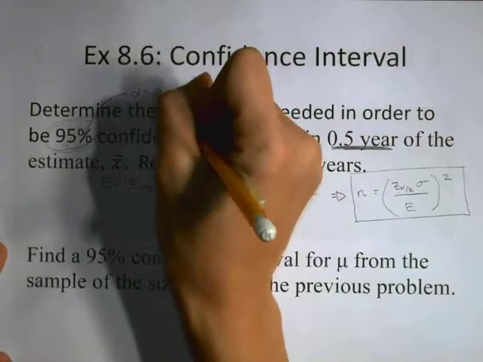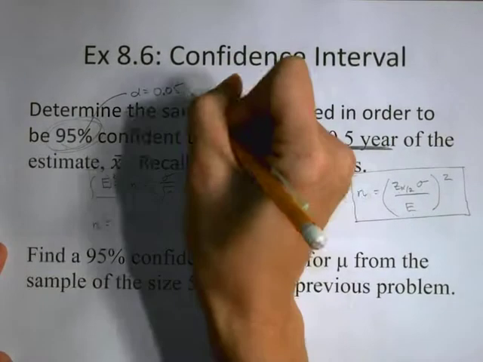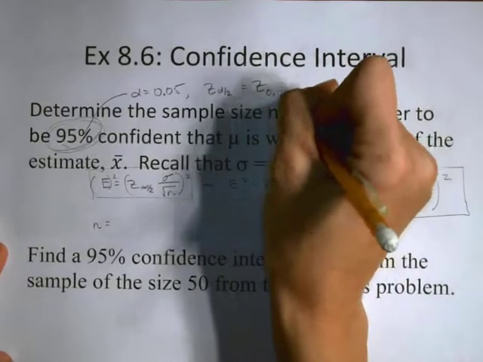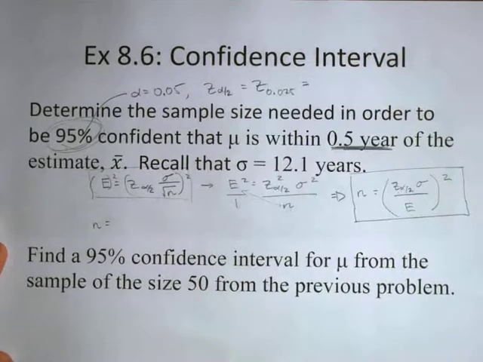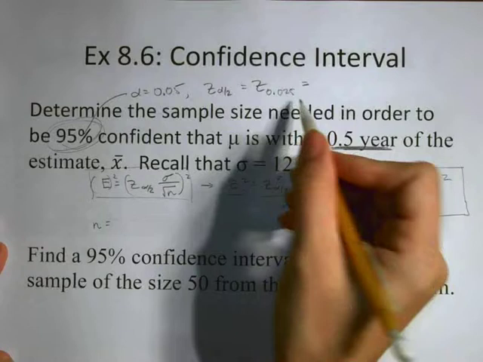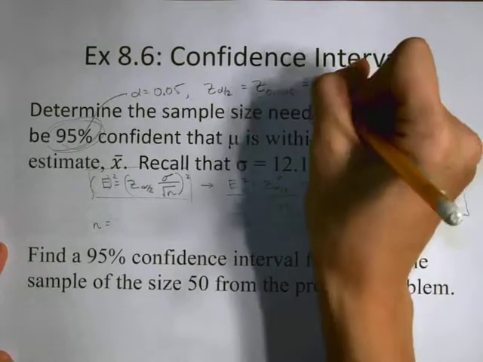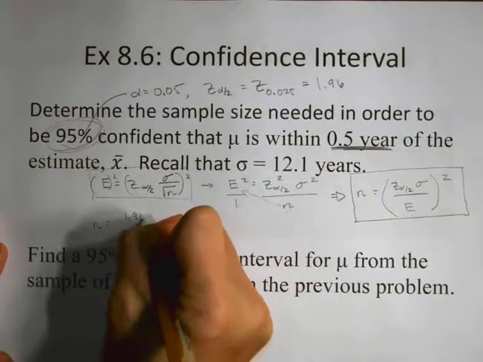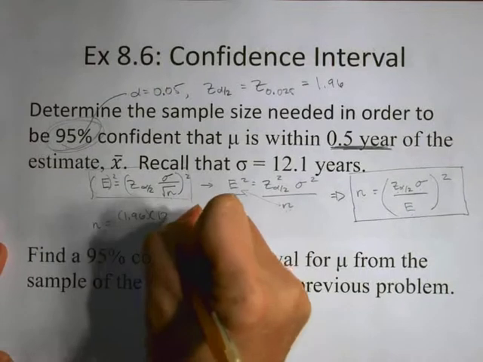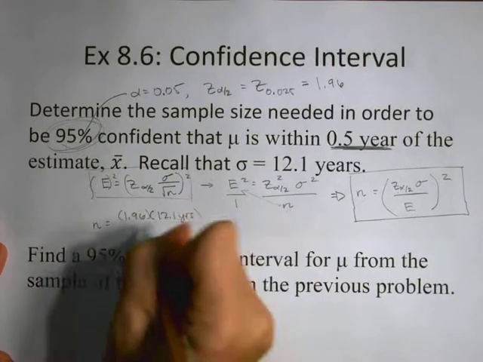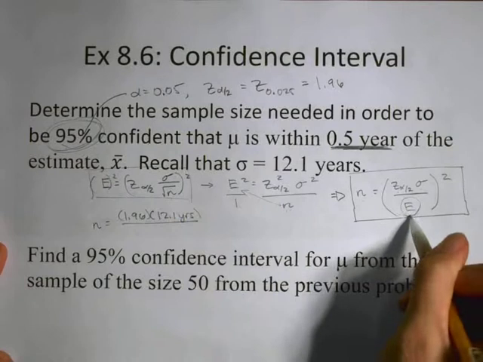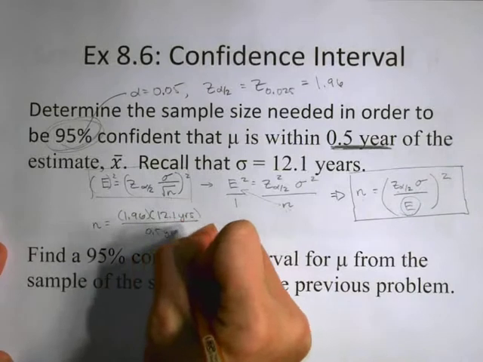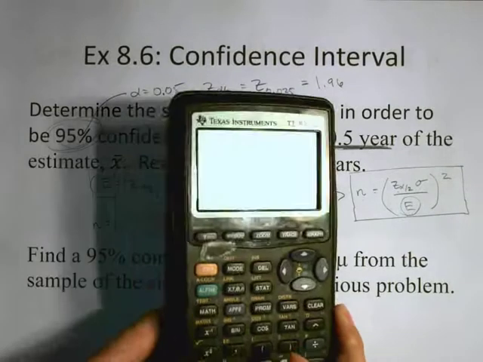For this problem, we've asked for 95% confidence. So alpha is 1 minus that, so it's 0.05, which means that Z of alpha over 2 is Z of 0.025. And, again, I don't have my table with me, but Z of 0.025, that's the number that is almost 2. It's 1.96. So we'll plug that in. So I have 1.96 times sigma, that's 12.1 years, divided by E, which is the margin of error that I want to have of a half a year.